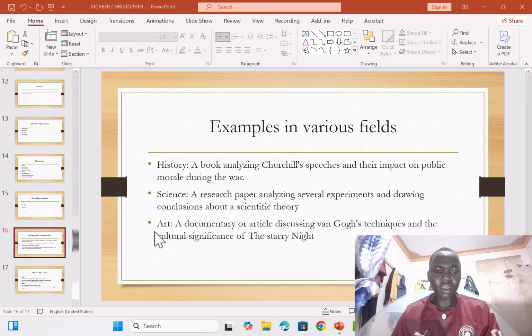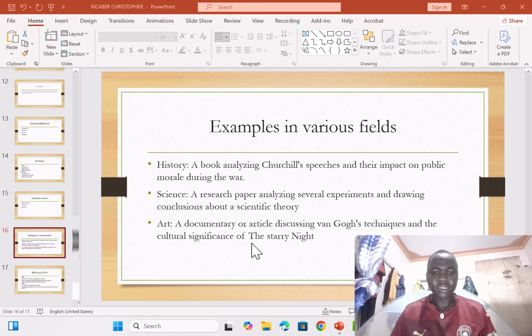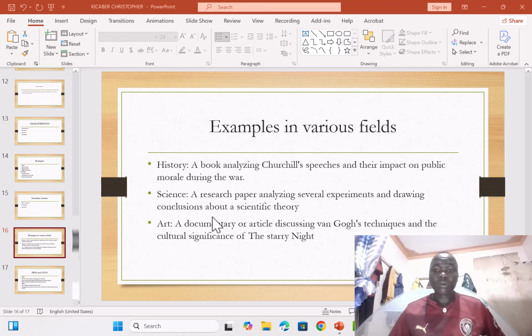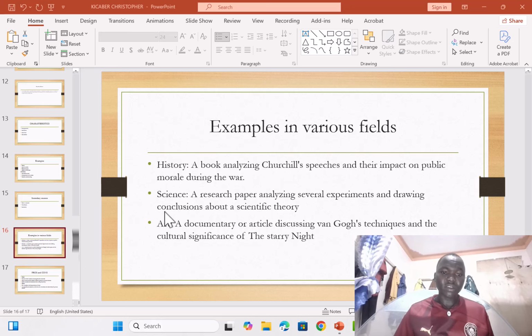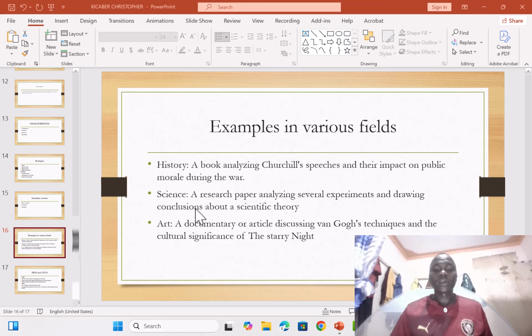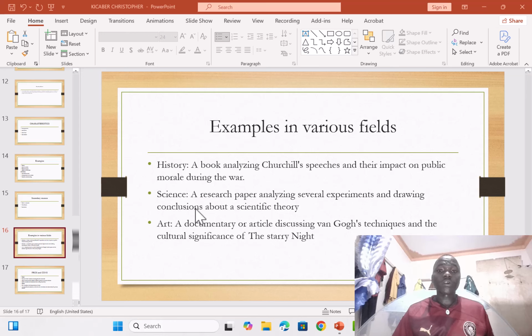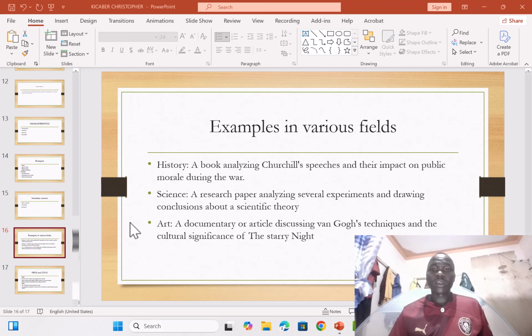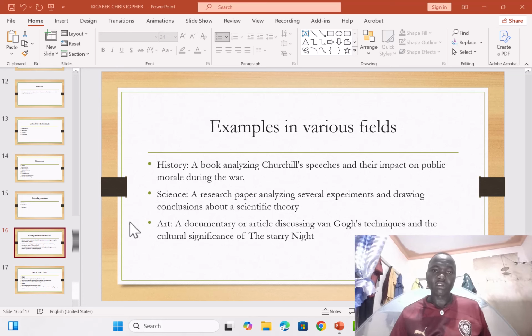Now under arts, we have a document titled an article discussing Van Gogh's techniques and the cultural significance of the Starry Night. So we have examples under history, science, and arts. Those are examples of secondary sources and their purposes in other fields. Let us look at the advantages and the disadvantages of these secondary sources, and then we conclude.